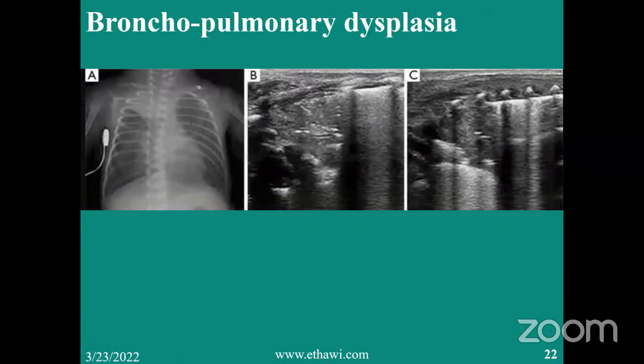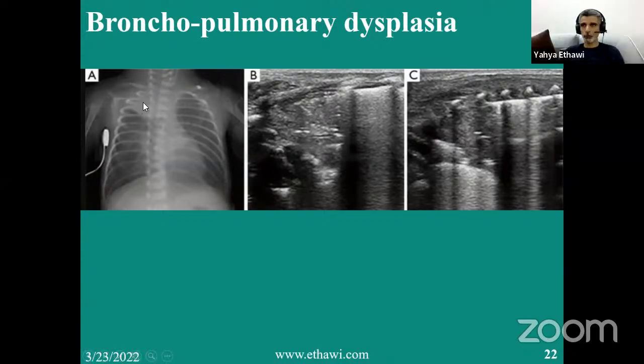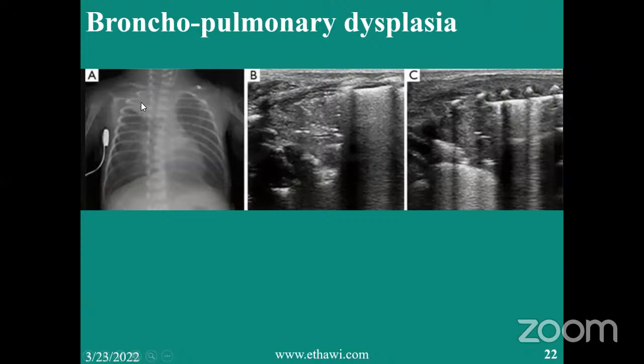If I check the chest X-ray, I can see as if there is a collapse in the right upper lobe. Compare it with the... Yes, there is collapse, and this definitely corresponds to what I'm saying.